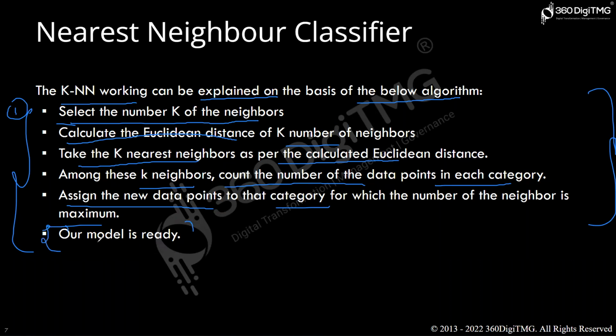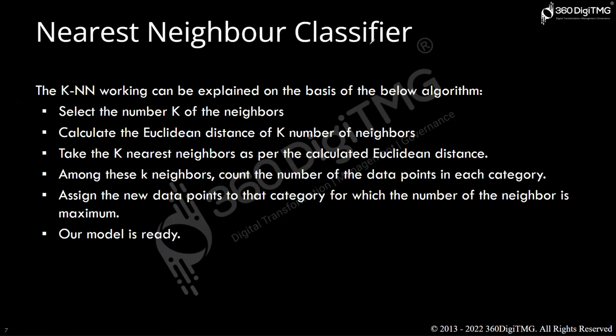So these are the 6 steps you should follow, guys. These 6 steps are very important while you're going to work on KNN. You are aware of that. We are going to select the number of k neighbors. After that, we are going to calculate the Euclidean distance of k number of neighbors. Taking the k nearest neighbors as per the calculated Euclidean distance, we are going to count the number of data points in each category. And we are going to assign the new data point to the category for which the number of neighbors is maximum. After that, our model is ready. So these are the 6 steps which you have to follow for KNN. Okay, so we'll be moving on.